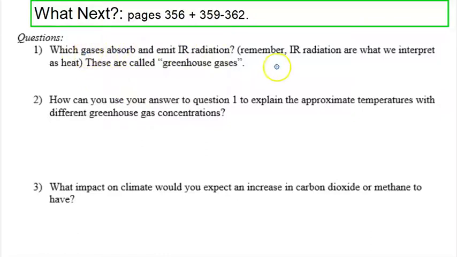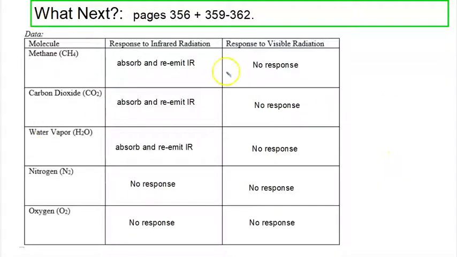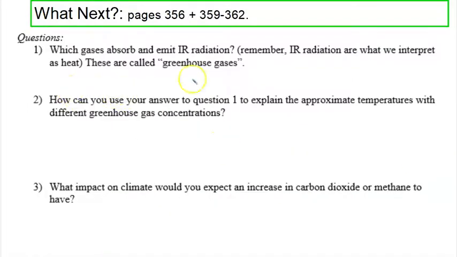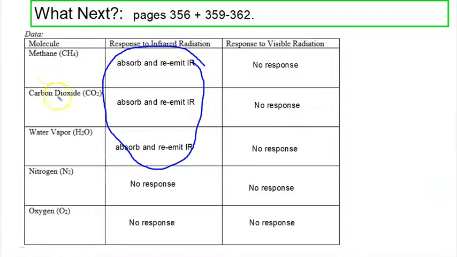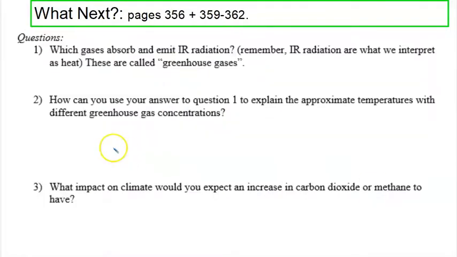Which gases absorb and emit infrared radiation? These are called greenhouse gases. If you go back to our data, these three were the ones that absorbed and re-emitted infrared radiation. So these are our greenhouse gases: methane, carbon dioxide, and water vapor.